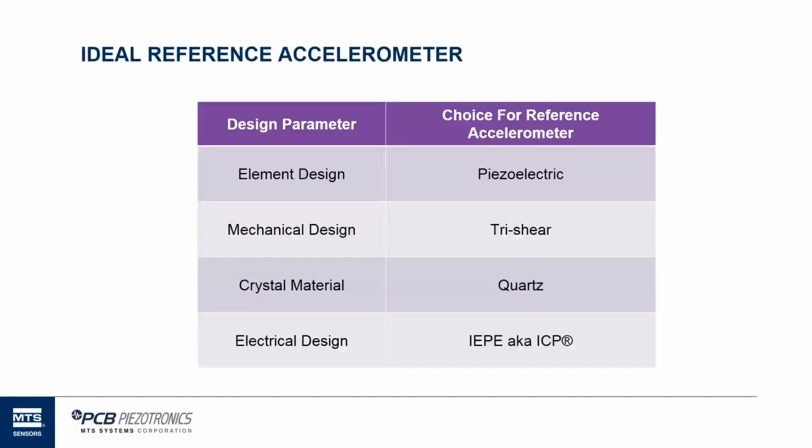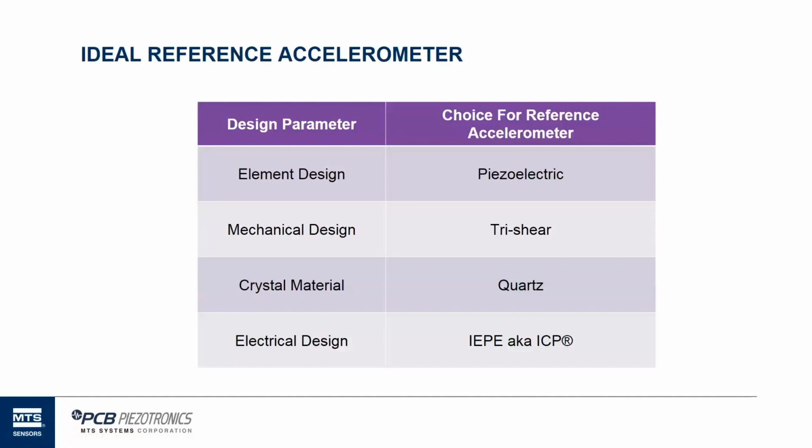So, wrapping this up, we have 4 rows in this, and we've talked about element design, mechanical design, crystal material, and electrical design in this presentation. And we'll talk about the choices we make in designing that reference accelerometer. In element design, we choose piezoelectric, because it is not affected by the excitation voltage. It's very stable and very low maintenance. It's hard to really change the performance of a piezoelectric accelerometer once it's sealed in its hermetically sealed laser welded package. It's the most reliable in that regard.